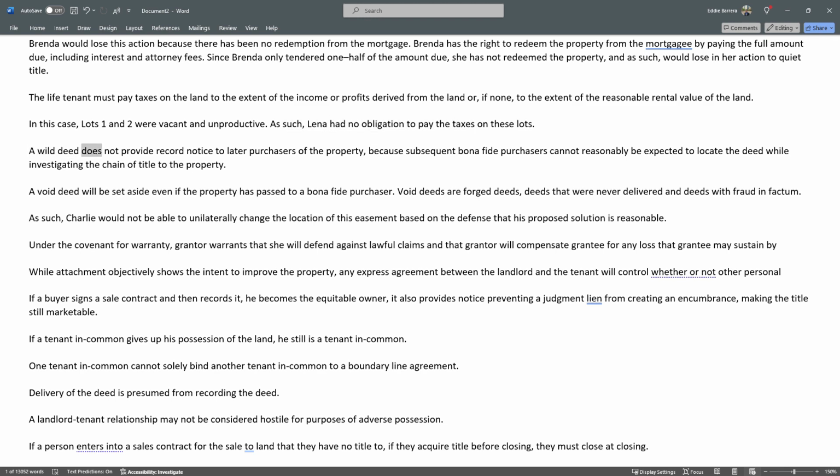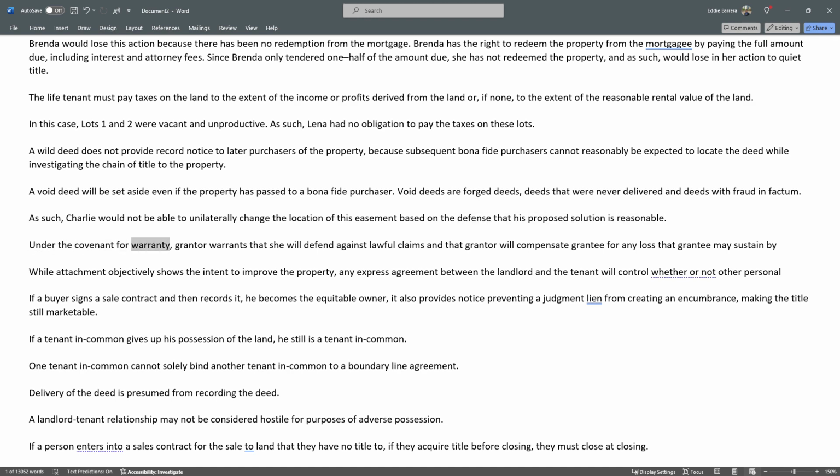A wild deed does not provide record notice to later purchasers of the property because subsequent bona fide purchasers cannot reasonably be expected to locate the deed while investigating the chain of title to the property. A void deed will be set aside even if the property has passed to a bona fide purchaser. Void deeds are forged deeds, deeds that were never delivered and deeds with fraud in factum. As such, Charlie would not be able to unilaterally change the location of this easement based on the defense that his proposed solution is reasonable.